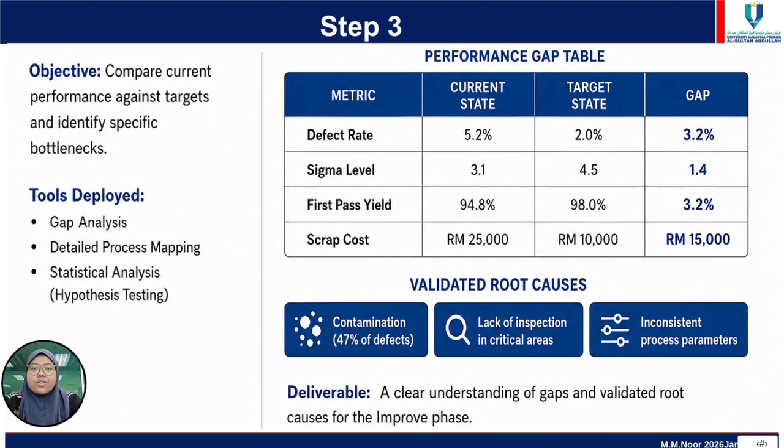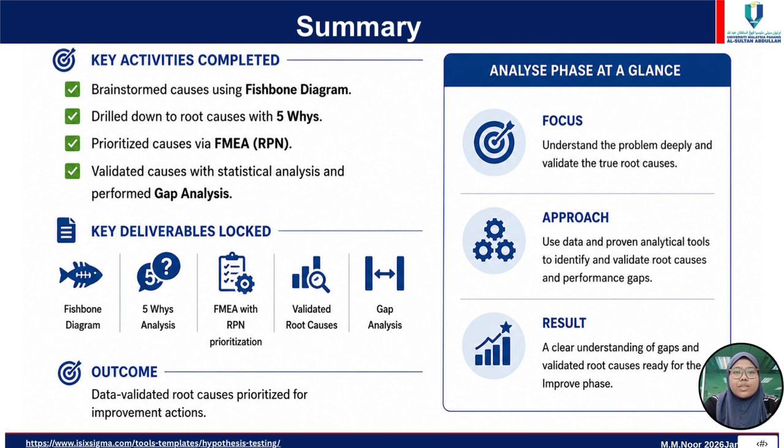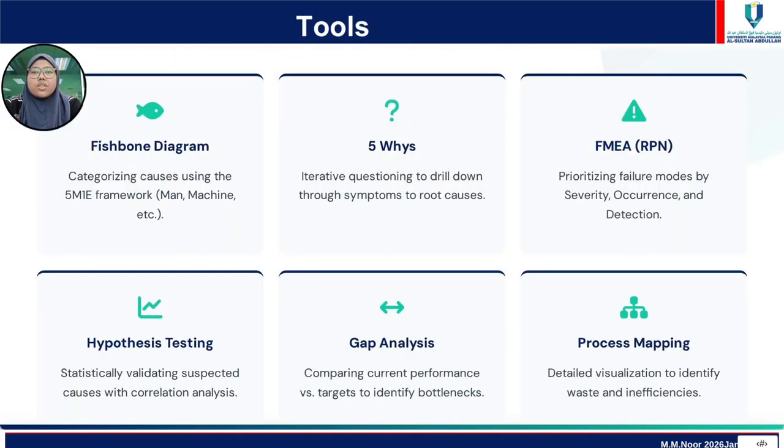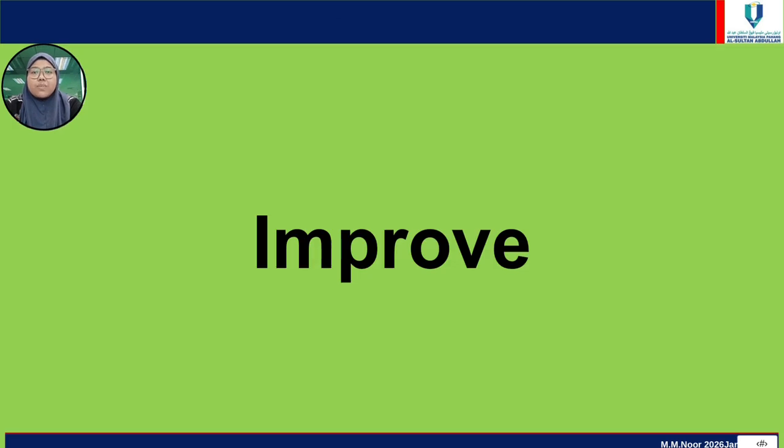The suspected causes are verified using data and statistical methods to ensure that the true root cause is identified. In summary, the Analyze phase helps us understand why the problem occurs so that effective solutions can be developed. Popular tools include fishbone diagrams, Pareto charts, 5 Whys analysis, and hypothesis testing. The fourth phase is Improve.